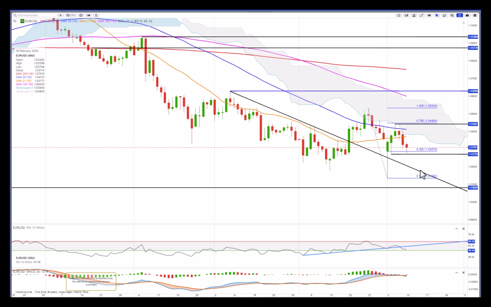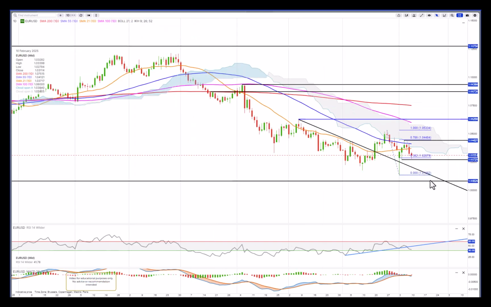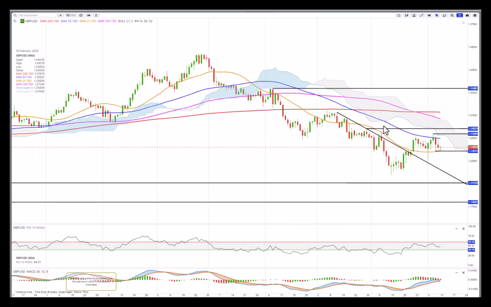Let's zoom out a little bit, with a potential down to par or 1 here. We could see that especially if it breaks below this trend line there. It is not that strong anyway, this trend line, so let's see.